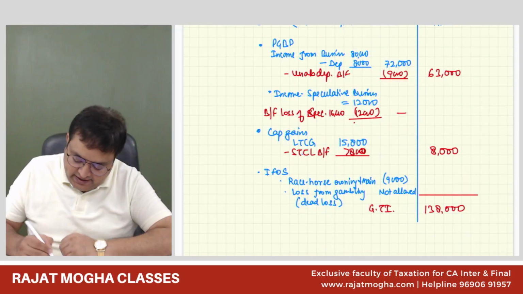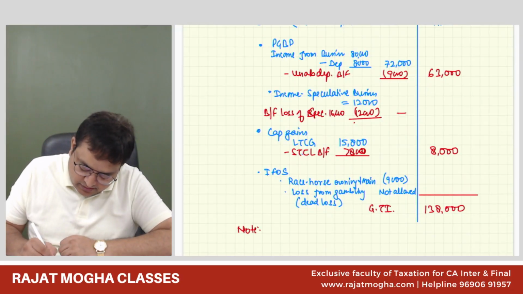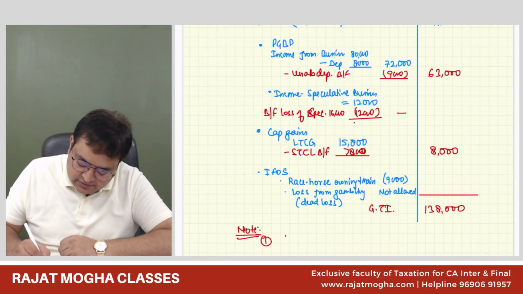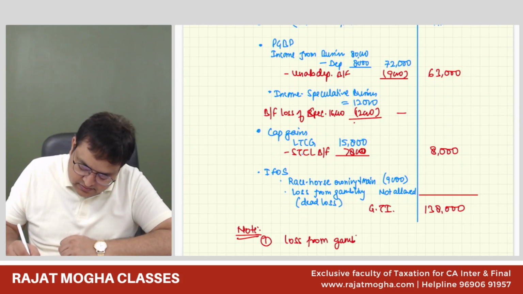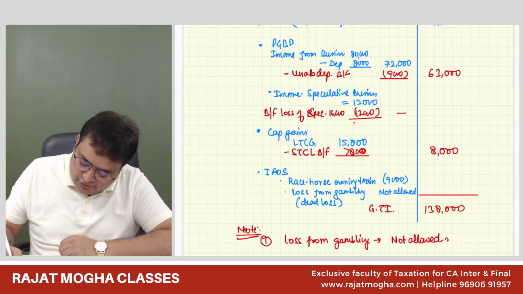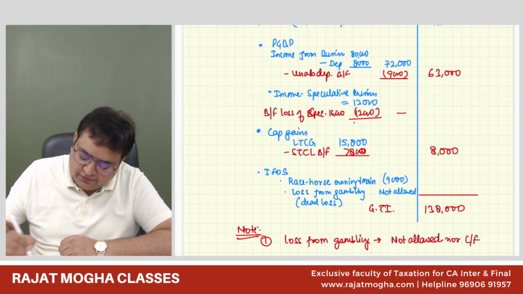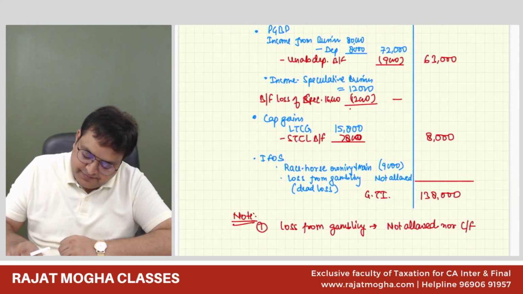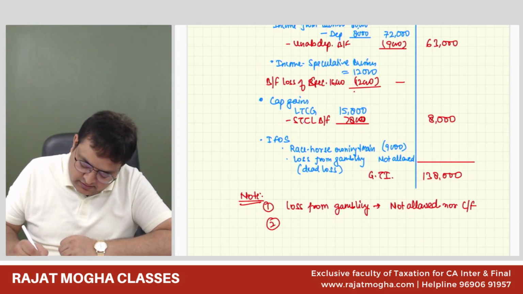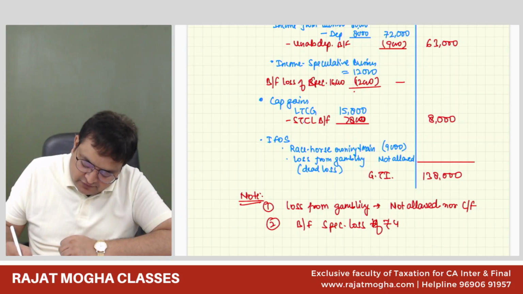And I will also write notes. First, loss from gambling is not allowed, nor carried forward. Loss from gambling will not be carried forward. Second, brought forward speculative loss of rupees 4,000 to be carried forward.